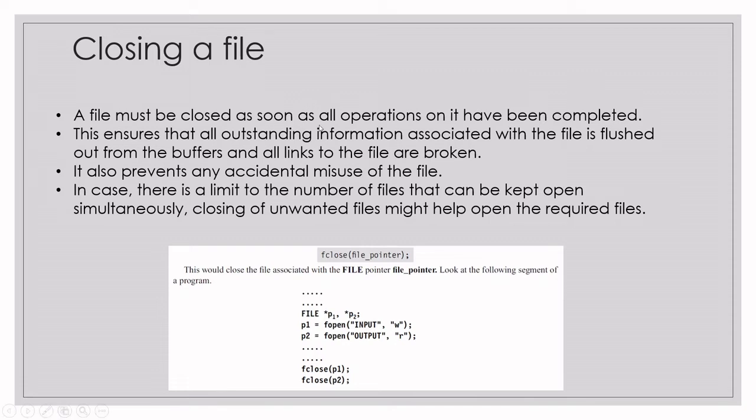It prevents the accidental misuse of the file, and there is a limit to the number of files that can be kept open simultaneously. So unwanted files will be automatically closed. So FILE *p1, *p2, and we use two files. One is input and the other is output. Input in write mode and output file in read mode using two pointers p1 and p2. And after the use, we close them simply like this: fclose(p1), fclose(p2). So both files will be closed. So this is how we close a file.